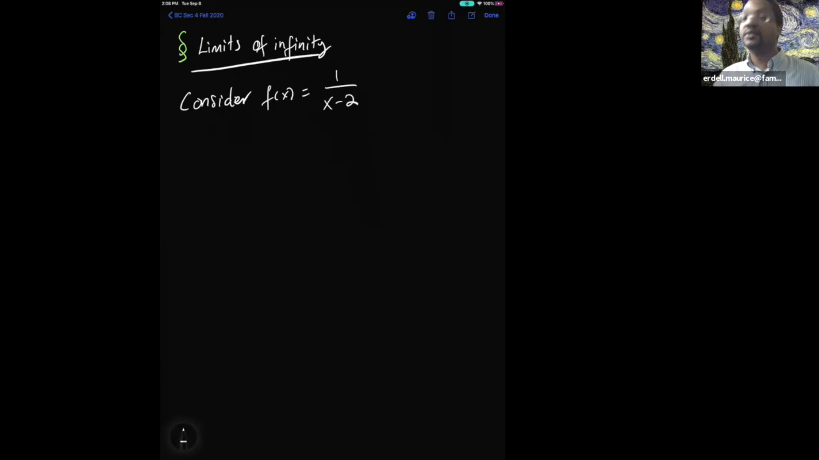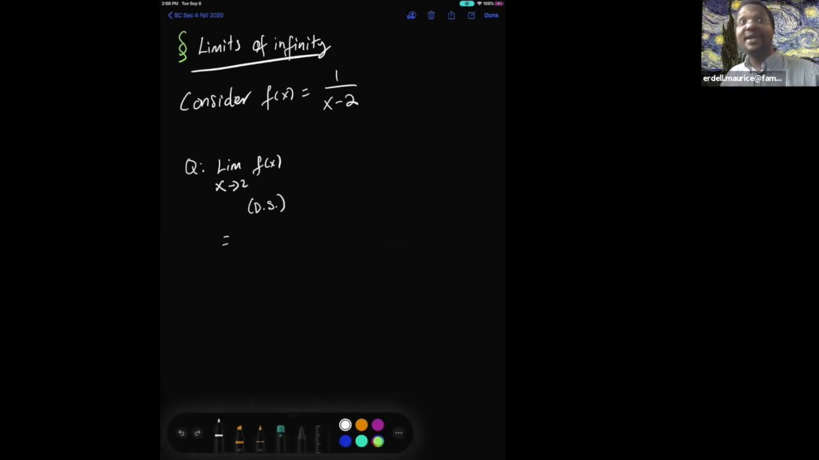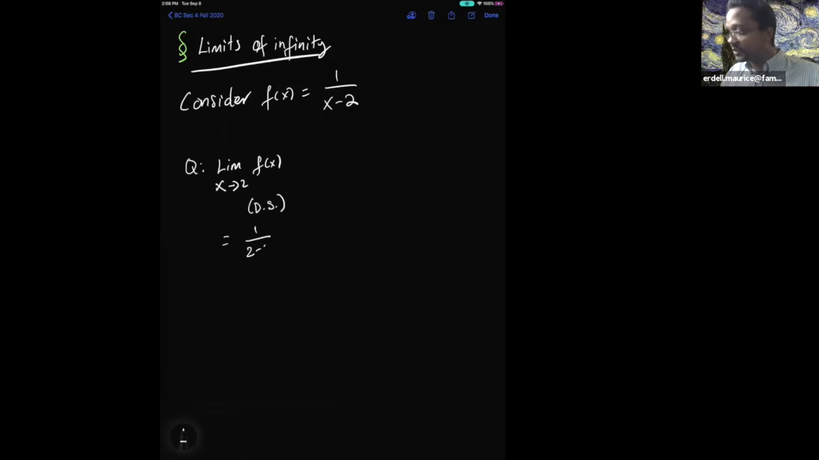Well, I might ask you a simple question. Can you find the limit as x approaches 2 for this function f of x? Can I find a limit? The way we would work this limit out, at least try, is to use direct substitution. When I use direct substitution for this function, what I end up with is 1 over 2 minus 2, which is equal to 1 over 0. And now I have an answer of 1 over 0. So is the answer to this limit does not exist?